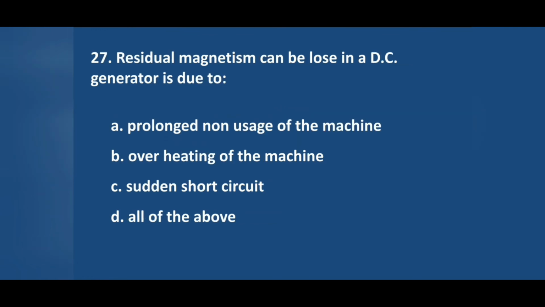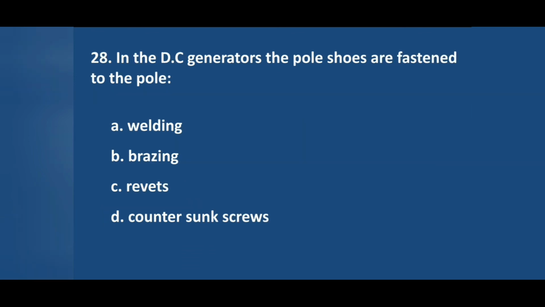Question number 27. Residual magnetism can be lost in a DC generator due to. Answer is option D, all of the above. Question number 28. In DC generators, the pole shoes are fastened to the pole by. Answer is option D, countersunk screws.